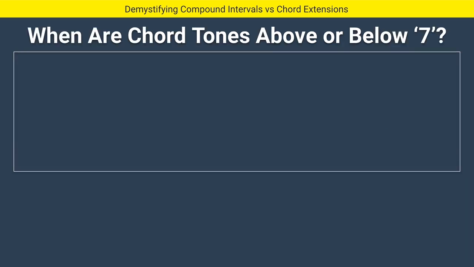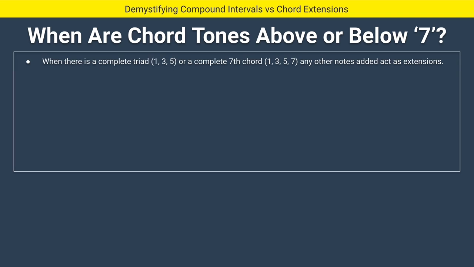So when are chord tones above or below 7? When there is a complete triad, 1, 3, 5, or a complete 7th chord, 1, 3, 5, 7, any other notes added act as extensions. So these are the rules we're going over here. Let's clarify that. Let's go over that again.